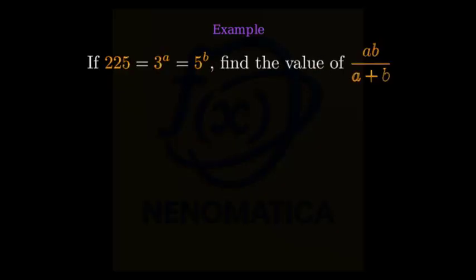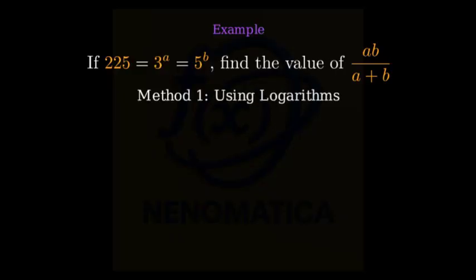In this lesson, we solve a classic exponential and logarithmic puzzle. We will strictly follow two methods, mirroring the exact sequence and algebra used in the reference solution. First, we present the example and the problem statement in bold orange math. Method 1, using logarithms. We will isolate a and b with logarithms, substitute into the target fraction, simplify carefully, and arrive at the final value.